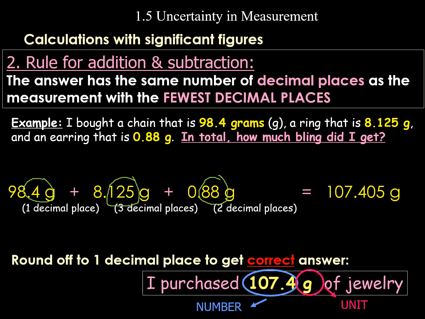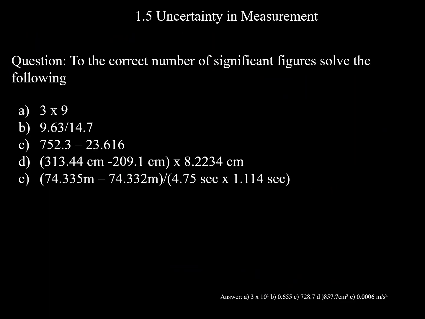So a little bit different than the multiplication and dividing rule: for multiplying and dividing, it's the one with the least amount of significant figures. And with adding and subtracting, it's the one with the least decimal places. So I'll give you a few minutes to try. Normally in class I would give you a few minutes. I'm going to let you try on your own. I posted the answers again on the Common Blackboard site.